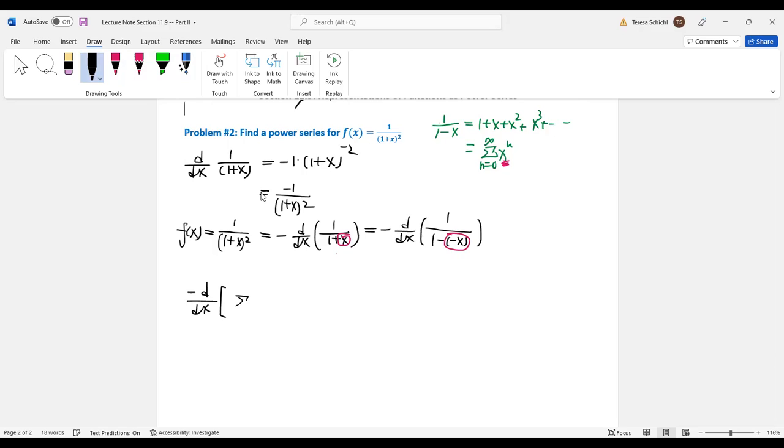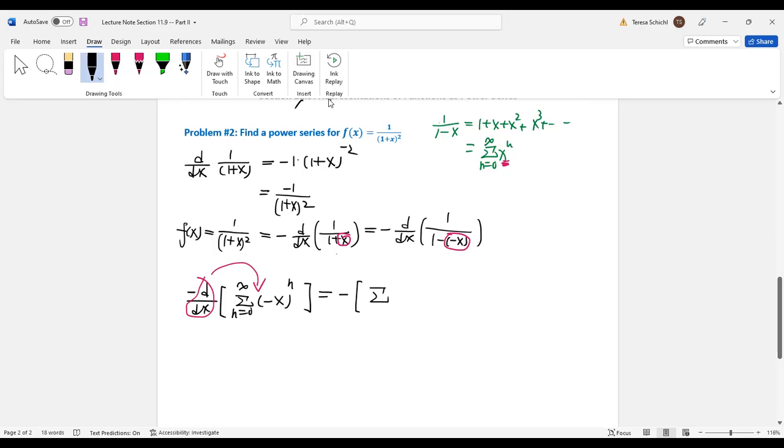It will be the summation n from 0 to infinity, because negative x is the x, right? So this is negative x to the nth power. Okay, so now I can put a negative sign here. Then I'm going to take the derivative. I can move this derivative to the inside and take the derivative.